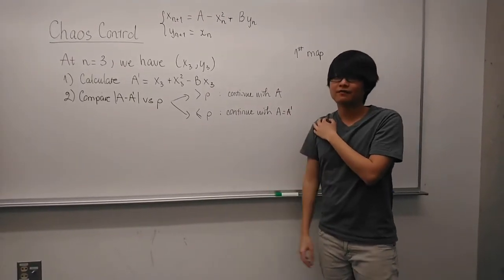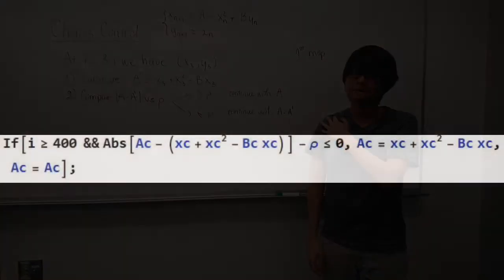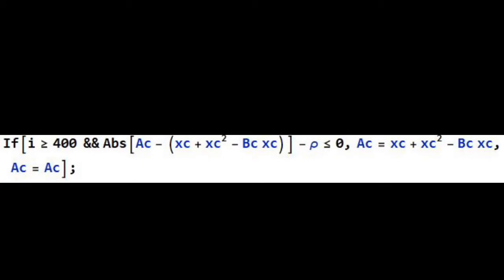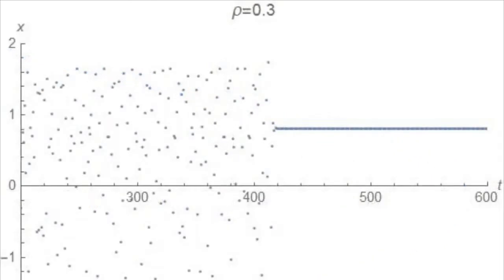And this is the Mathematica code that I use for the algorithm. Here is the control algorithm represented as a Mathematica conditional argument. In this plot, the range rho is set to be at 0.3 and the control is applied at n equals 400. Here's the xy plot, and here's the related 1D xt plot. And we see that it takes around 50 iterates for the plot to settle in a periodic behavior.